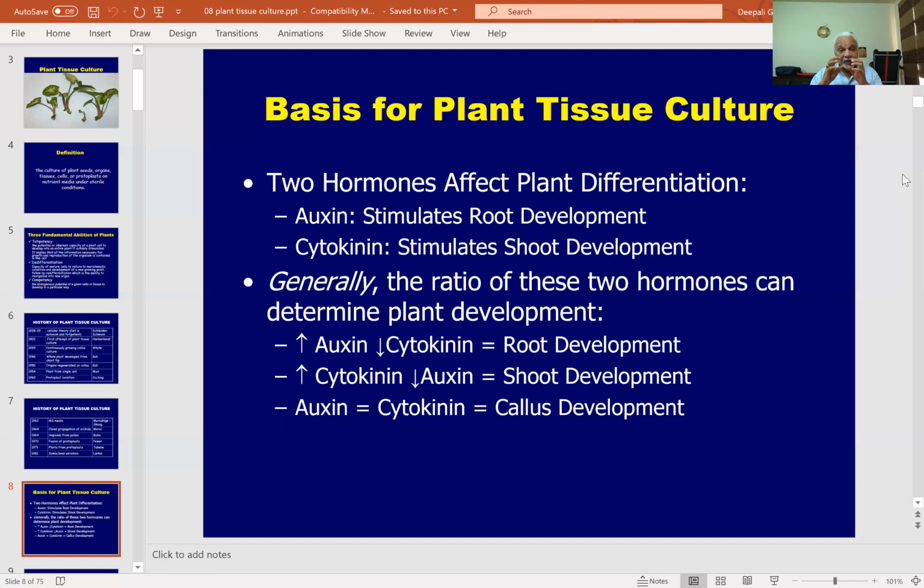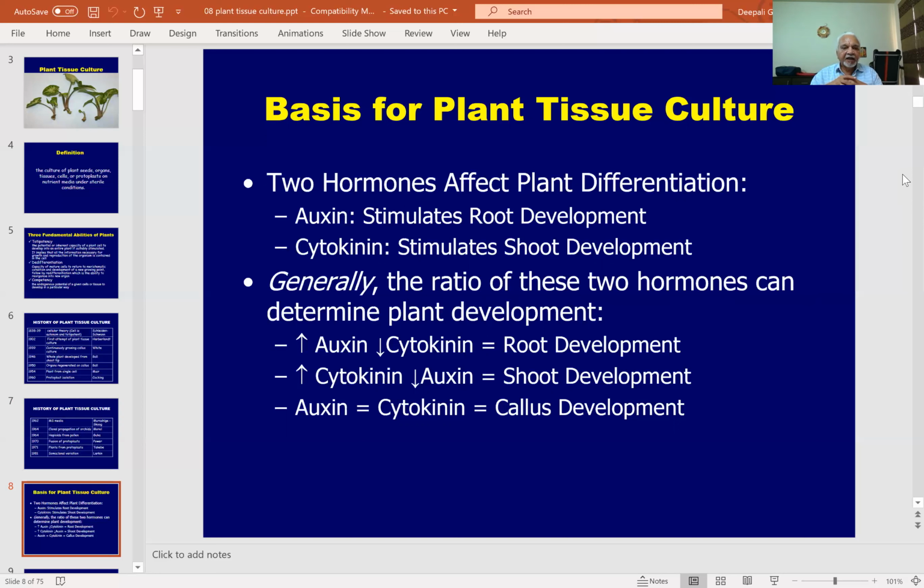And if the auxin and cytokinin are present in the same or equal concentration, then cells tend to undergo division only. So they only multiply and produce a mass of cells, what we call callus. Okay, so this is the basis of plant tissue culture.